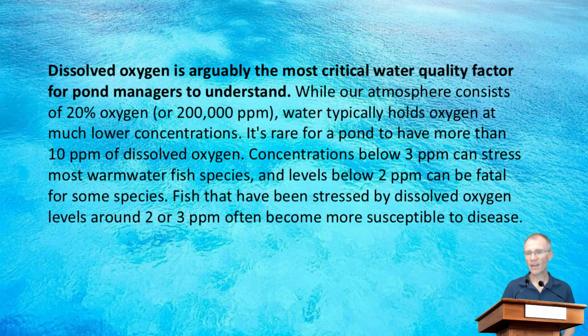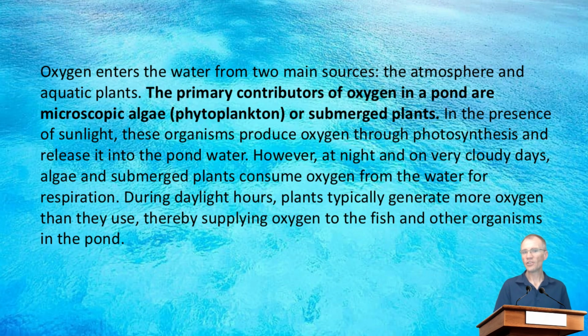Concentrations below 3 ppm can stress most warm water fish species, and levels below 2 ppm can be fatal for some species. Fish that have been stressed by dissolved oxygen levels around 2 or 3 ppm often become more susceptible to disease. Oxygen enters the water from two main sources, the atmosphere and aquatic plants.